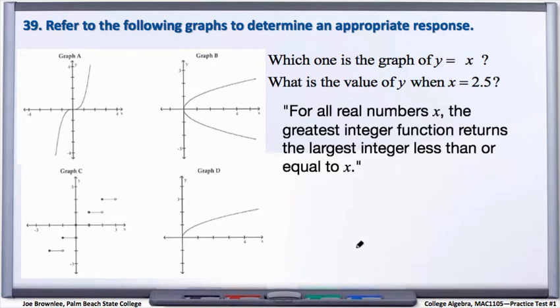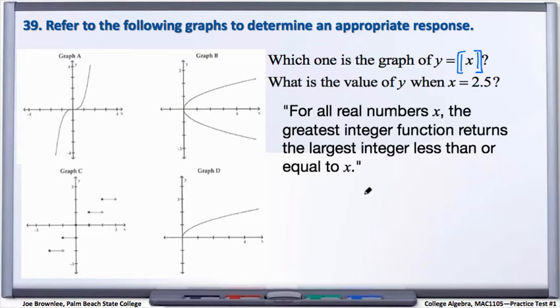All right, number 39, refer to the following graphs to determine an appropriate response. Which one is the graph of y equals the greatest integer function? I noticed it has erased my little symbols here for the greatest integer. And what is the value of y when x equals 2.5?